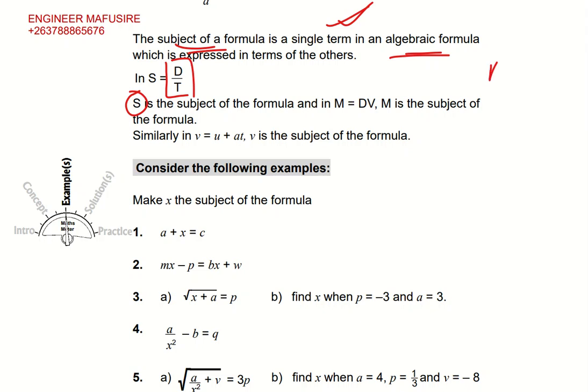Then paunonyora uchiti mass is equal to density multiplied by the volume, uri kuti mass wako iyeye ndiye anenge ari the subject of the formula. So uri kuti m is the subject of the formula. Similarly patazoita the other formula yedu yanga yachinzi v is equal to u plus at. V wako yakasiwa ari 1 ndiyo iri equal to u plus at. Saka as long as yakasiwa ari 1 kunoko, which means that v ndiye watinenge tichiti the subject of the formula.